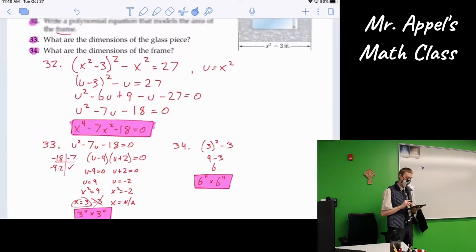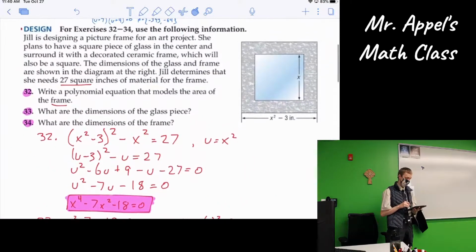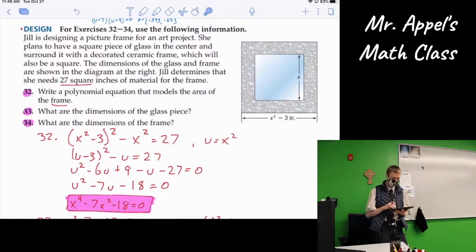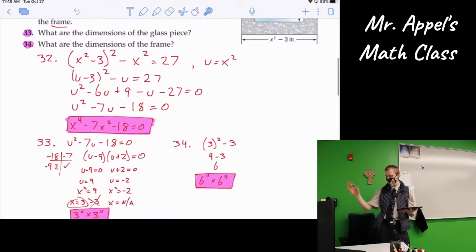I think they told us the units were inches. Yeah, because this was 27 square inches. Yep, we're dealing with inches. Oh yeah, there it is, inches. Okay, any questions? That guy.